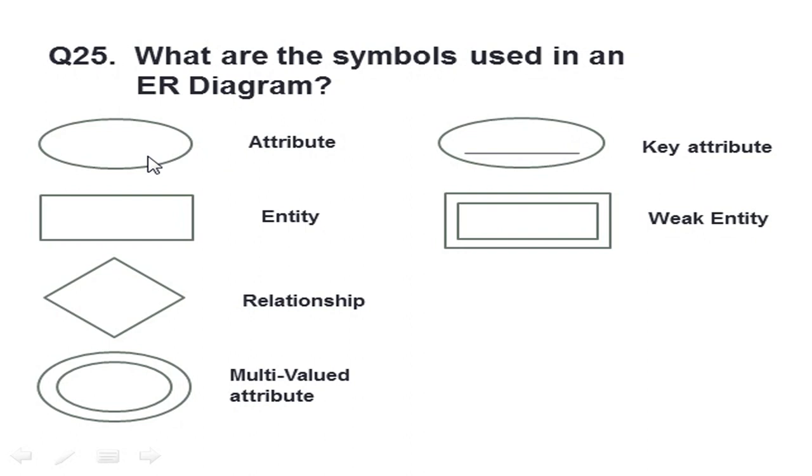What is the difference between a normal attribute and a key attribute, a primary key attribute? You can see that it is underlined, right? And you can see two rectangles here. This is a symbol which is used to represent a weak entity. So what is the difference? Entities can be of two types: one is a strong entity and the other is a weak entity. A strong entity is an entity which has a primary key in it. A weak entity is an entity which doesn't have a primary key.